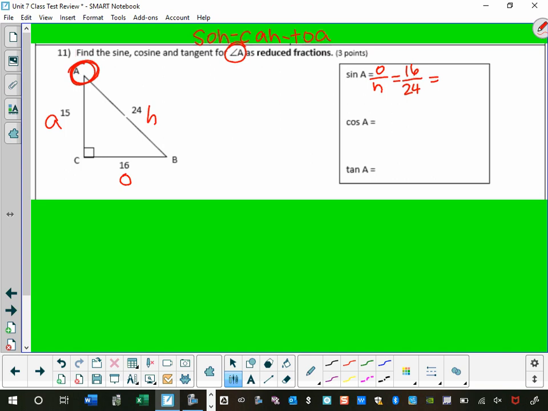Two over 3. 2 over 3. All right, cosine. For cosine, I need adjacent over hypotenuse. What is my adjacent number? Your adjacent side, 15. 15 over 24. Math, enter, enter. Let's reduce that fraction.